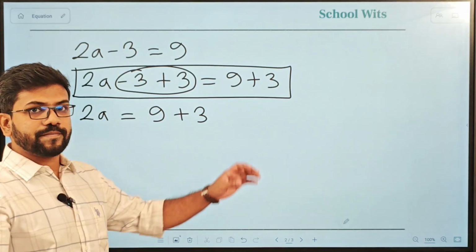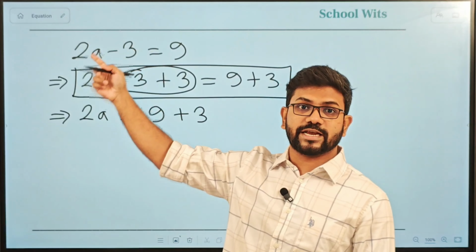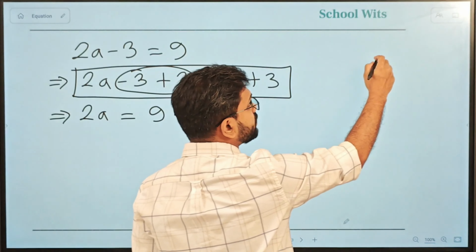One thing you have to notice here is that we did not take 2 first. We are taking negative 3 first. So there is an order of operation that we follow. Generally, we do division, multiplication, addition, and subtraction, if you remember the BODMAS rule. But in solving an equation, we do the addition, subtraction first. Then finally, we do the division and multiplication. So first of all, we do the addition and subtraction. So negative 3 to the other side becomes positive 3.